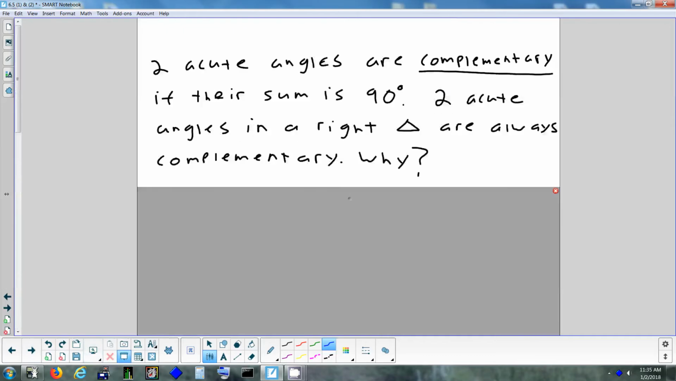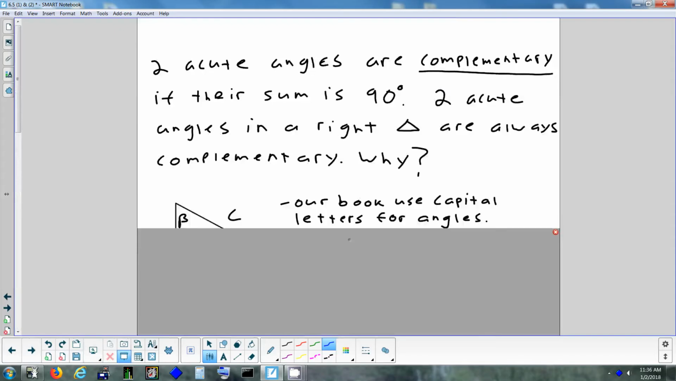This I think we've already talked about a couple times. It says that the two small angles in a right triangle always have to add up to 90. Why? Because the total sum of the triangle has to be 180. Exactly. We've already talked about that a couple different ways. Two small angles in a right triangle are always complementary.